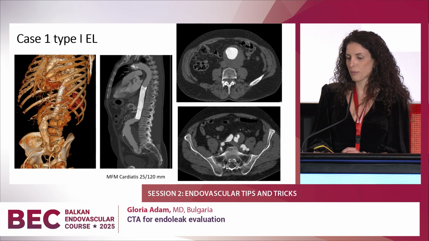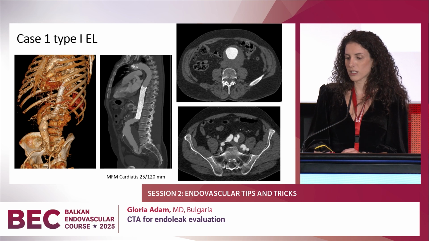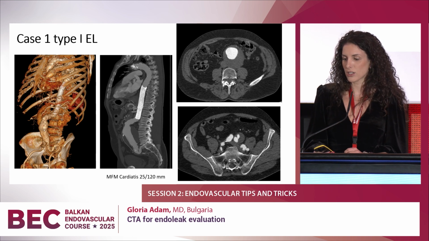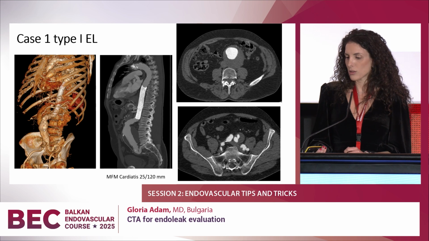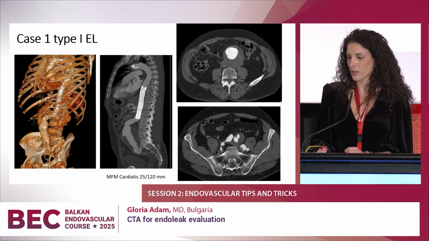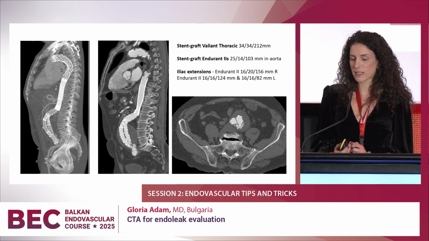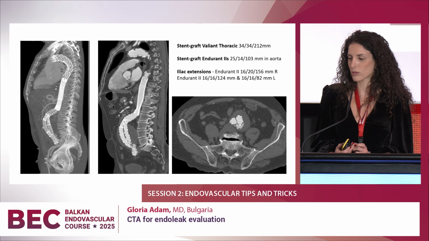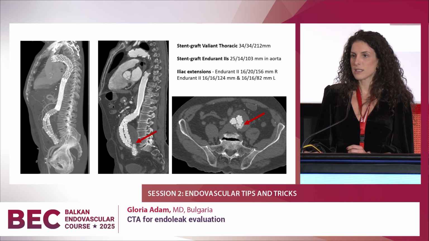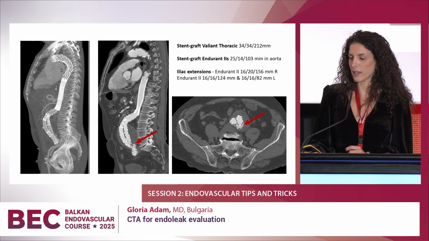This is the first case of a patient with abdominal aortic aneurysm. Before, an MFM stent graft was put in the thoracico-abdominal area due to dissection. And you see also aneurysm of the iliac arteries. Then what was done, an Endurant stent graft with iliac extensions was put in the abdominal aorta, and also a Valiant thoracic stent graft due to the dissection. But what else can we see? We can see an endoleak, which is type 1B in the distal part.